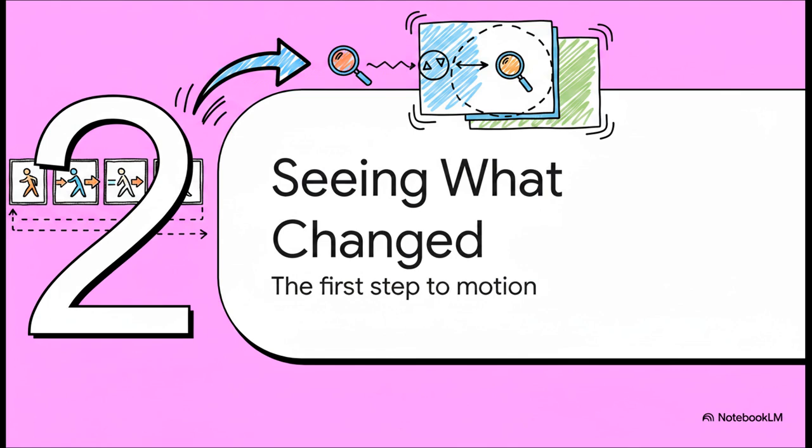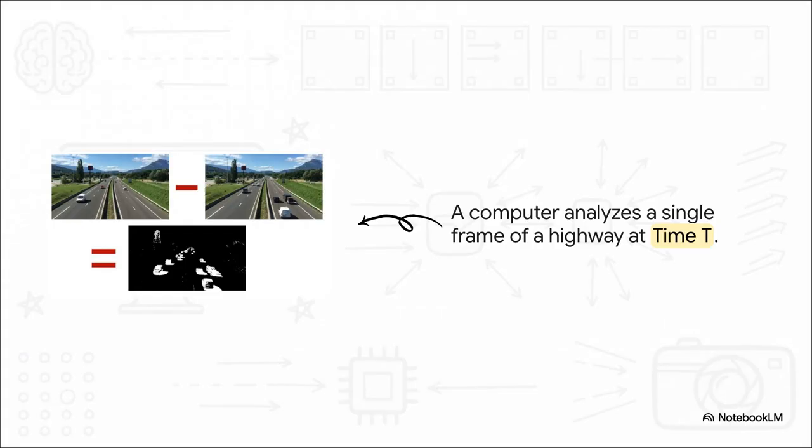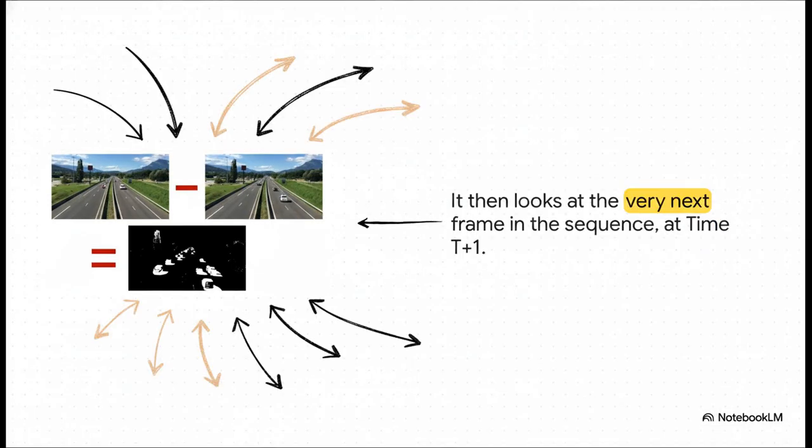Okay, so if a video is really just a big stack of still photos, how in the world does a computer figure out what's changed from one photo to the next? This is really the first big puzzle to solve. So imagine a computer is looking at this single frame of a highway. For the computer, this isn't a highway. It's just a grid of colored pixels. At this one specific moment in time, nothing is happening. It's completely static. Then, just a fraction of a second later, boom, it sees this next frame.